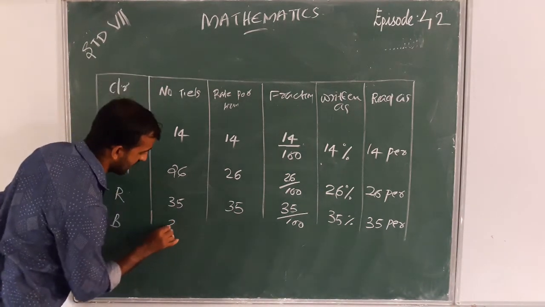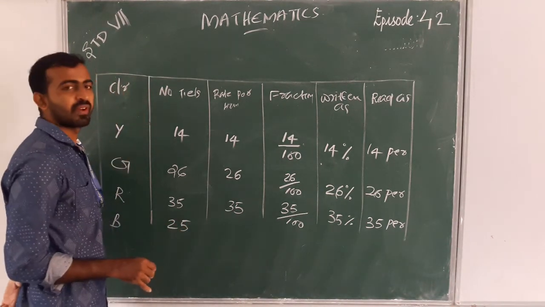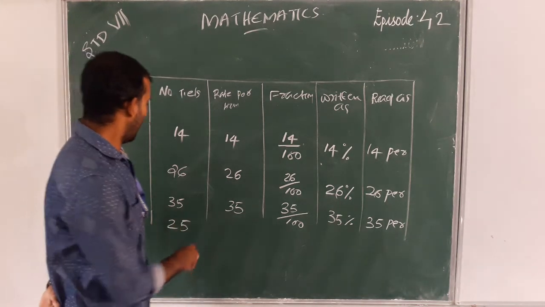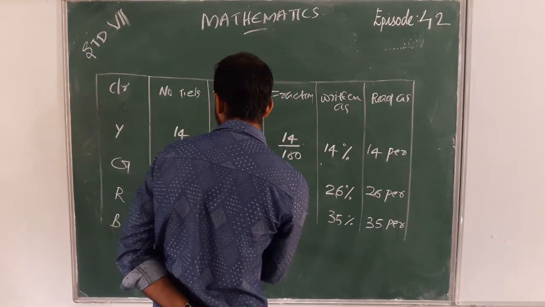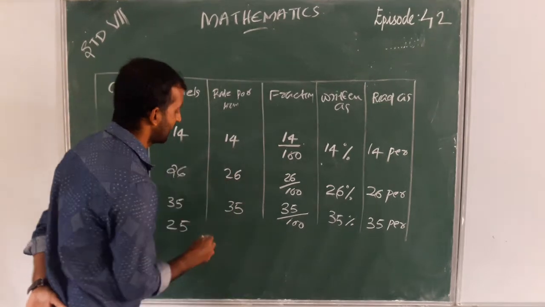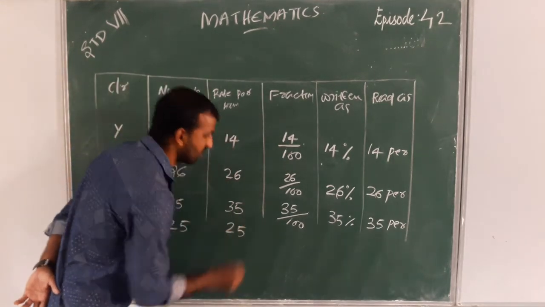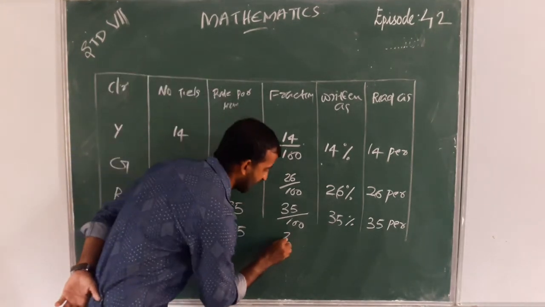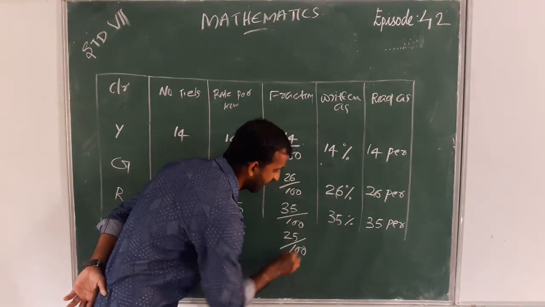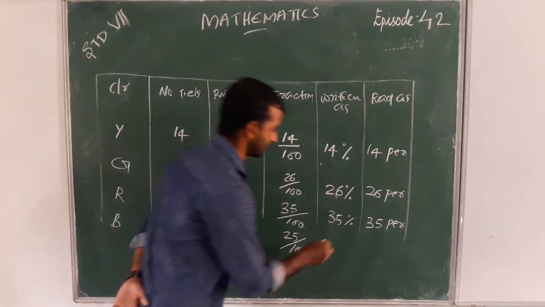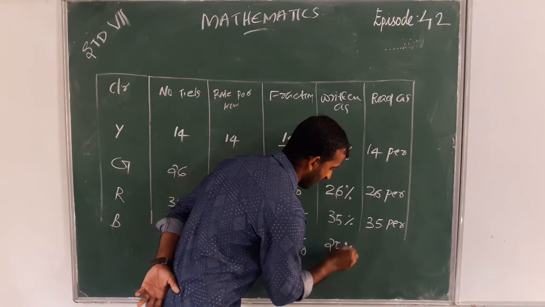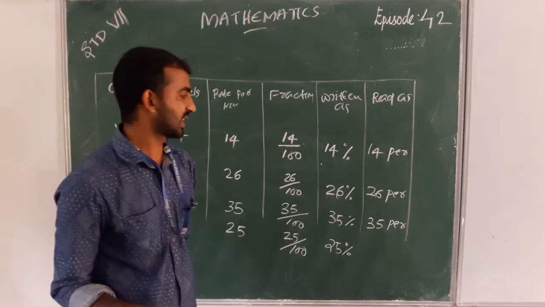And next is blue. We get 25. The rate per 100 is 25, so we can write 25 by 100, which is 25%.